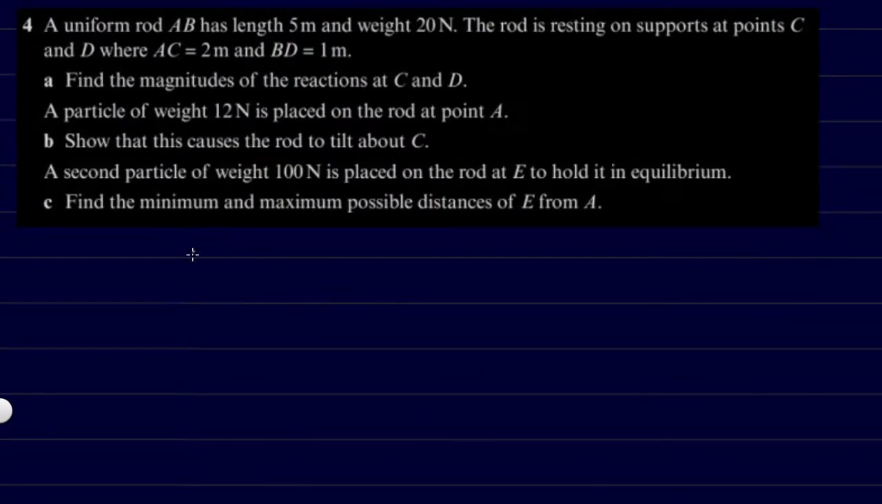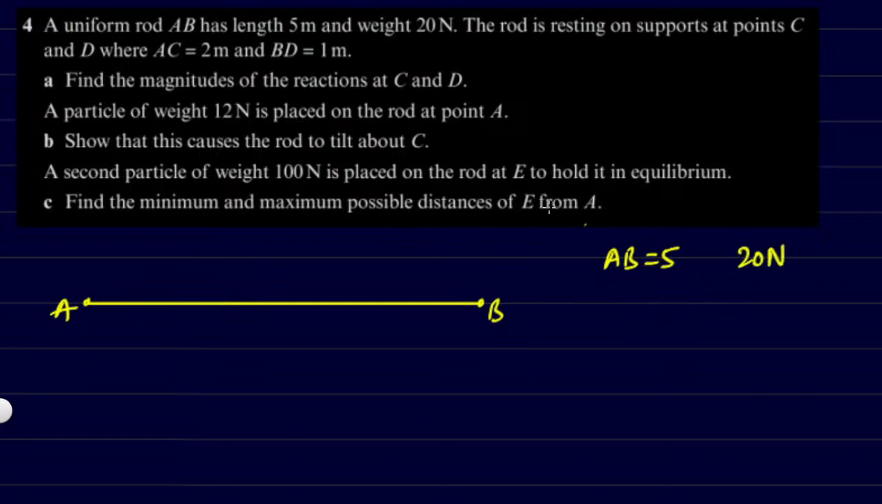Now we have uniform rod AB again, so let's draw AB length, and AB length is 5. It's weighing 20 newtons. The rod is resting on supports at C and D. AC length is given. AC is 2 meters, so somewhere here let us say.